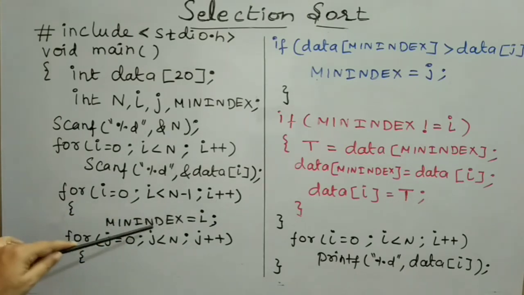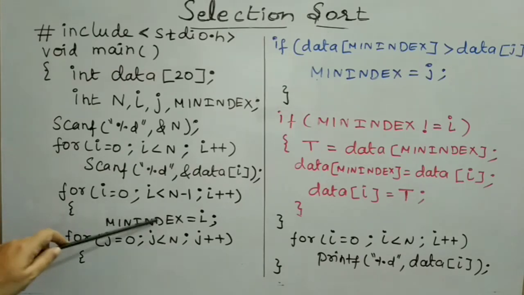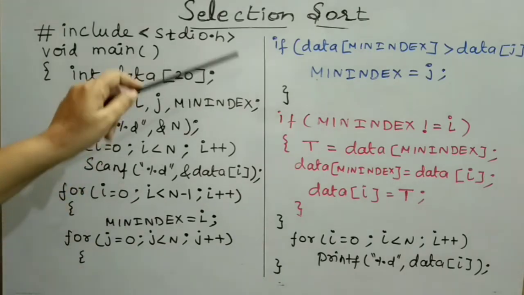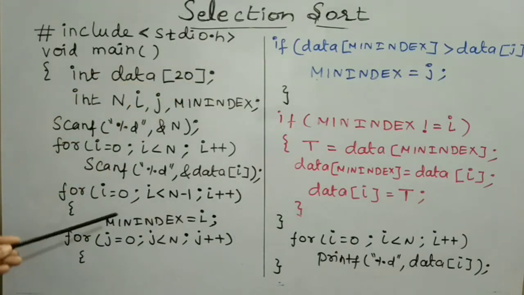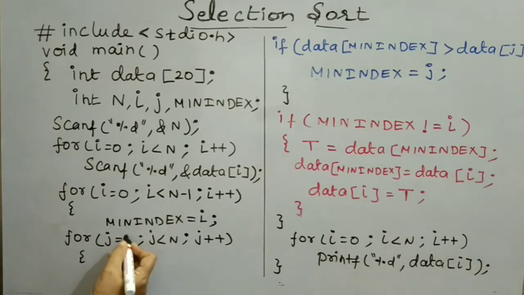Initially, minimum index takes the index position of i. We assume the element in the ith position is the minimum value, so minimum index takes the value of i. This is my comparison procedure. The value in the minimum index position is compared with all the subsequent elements. So j starts from index position i plus 1 to n minus 1, j less than or equal to n minus 1, or j less than n.